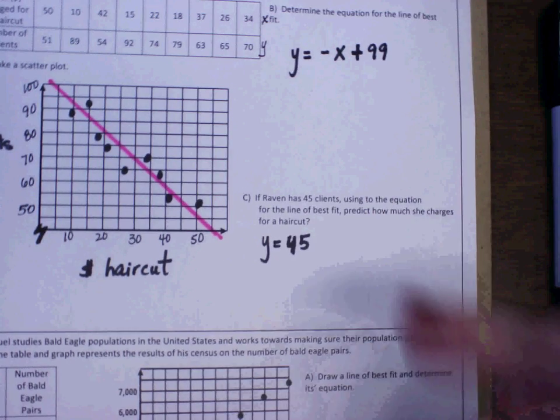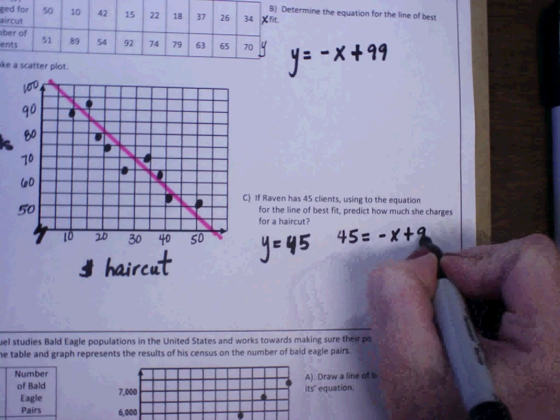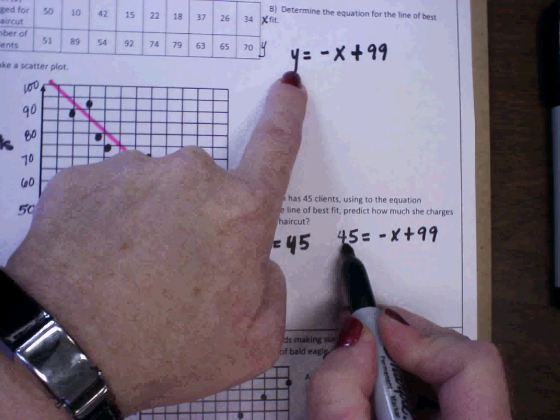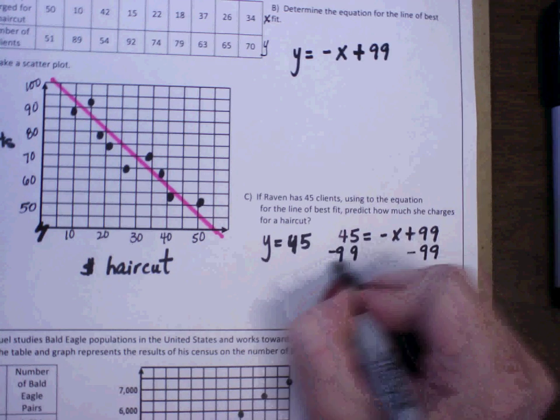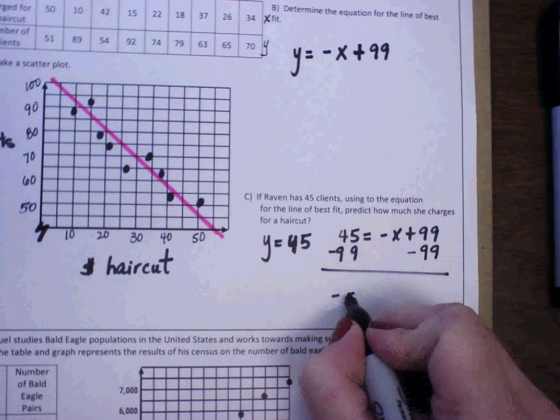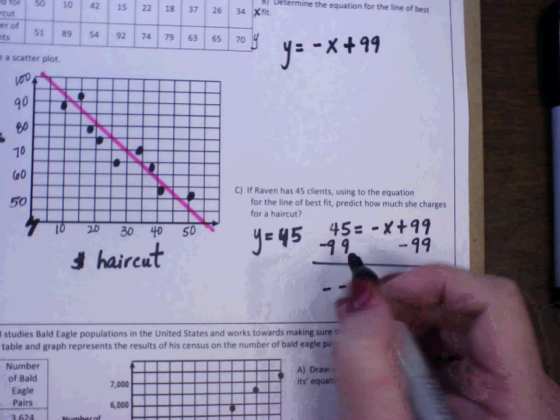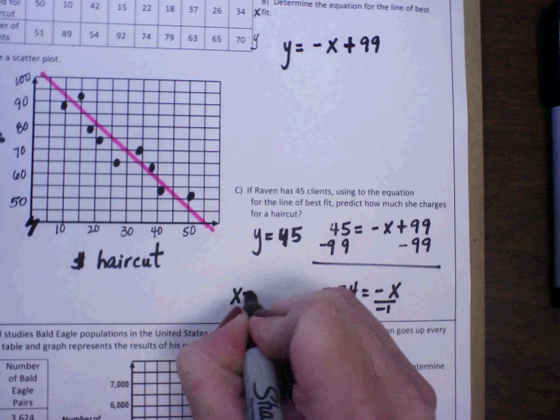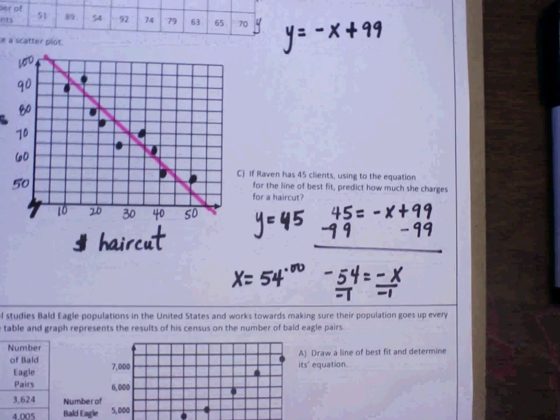Very good. So I'm going to say 45 equals negative x plus 99. Because that's my y. So minus 99, divided by negative 1. Or you can go to equation solver, whatever you want. What would that be? 54? And then divided by negative 1. So what's the price? $54, right? All right.